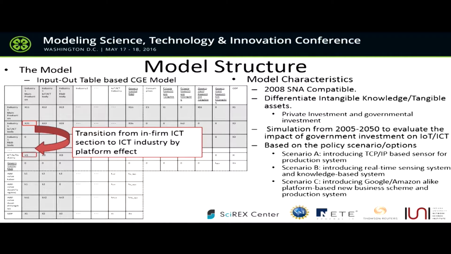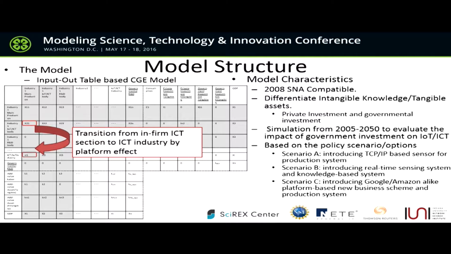Well, this is a model. It's kind of old-fashioned, but it's feasible for using when I see the interaction between the industry. We divide the industry into 93 industries, so to see the interaction by using the input-output table based on the CZA model, to see the transition from the ICT section to ICT industry by the kind of platform effect. It is compatible to using intangible knowledge and tangible assets to simulate from 2005 to 2050 to see the kind of forecasting in the future when the ICT implements in our society.